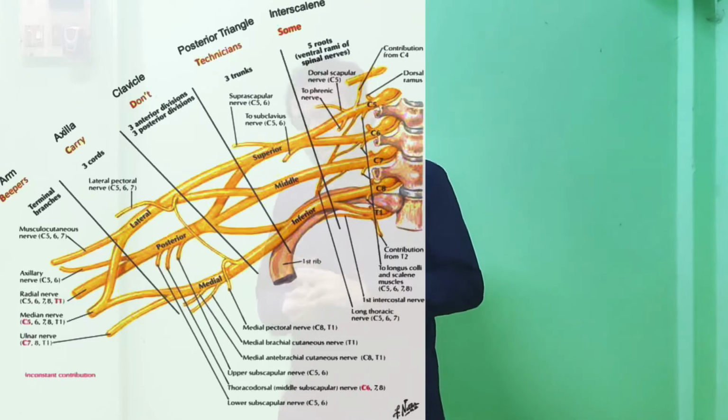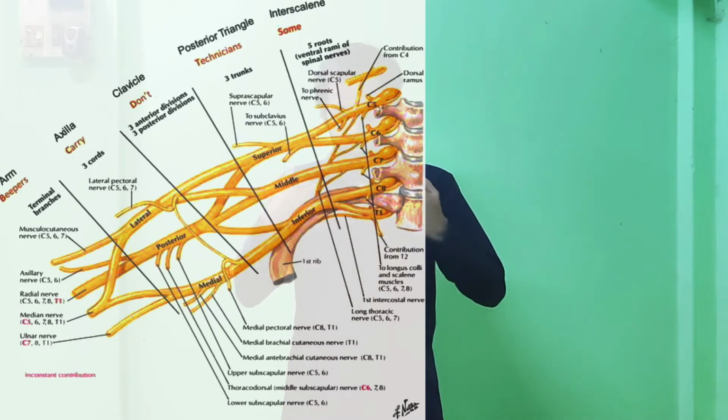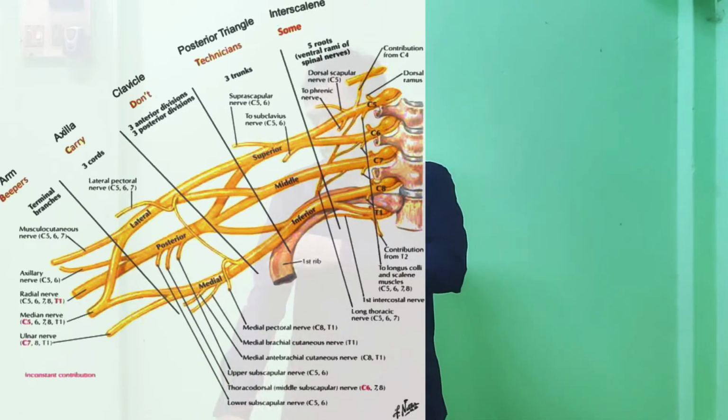And the medial cord also gives multiple branches. So suppose it gives a medial pectoral nerve. I mean, this is the pectoralis major muscle. It supplies the medial part and also gives nerves to the medial cutaneous nerve of our arm. Okay, medial cutaneous nerve of our forearm.